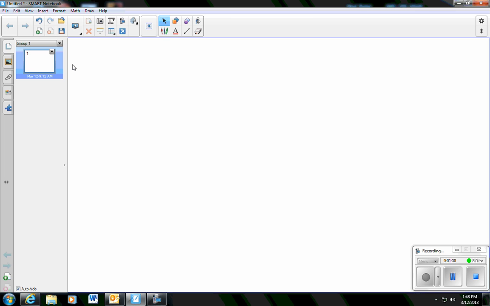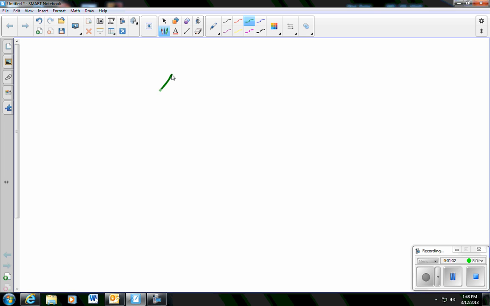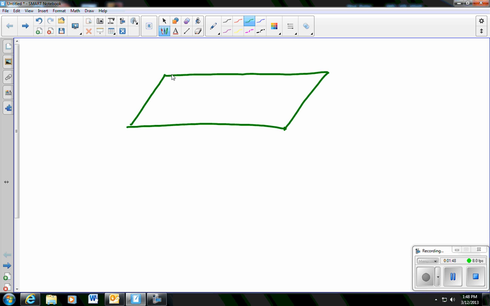Next, let's take a look at parallelograms. So parallelograms are four-sided figures, and their sides do not form right angles. Now, a rectangle is a parallelogram. It's a special kind in that it has four right angles, but a parallelogram that's not a rectangle would look like that, so you have no right angles.